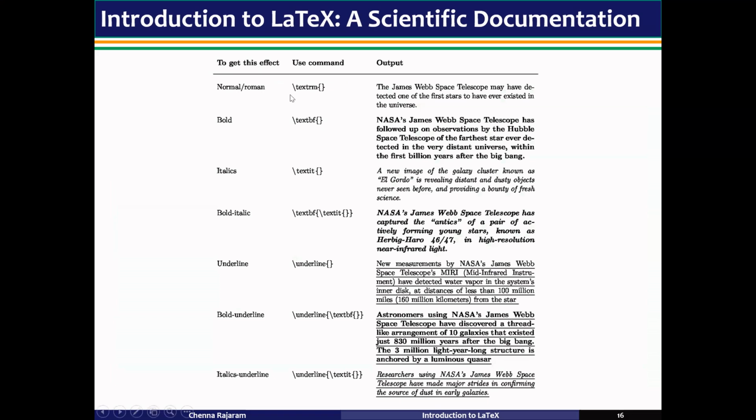Here you can see the commands that we use for different types of fonts. That is normal font, bold, italics, underline, bold underline, italics underline. These are the various commands that are used for the font types. \textrm refers to normal or Roman. \textbf refers to bold. \textit refers to italics. Like that, the text is given, and the output is shown at the end of the table here.